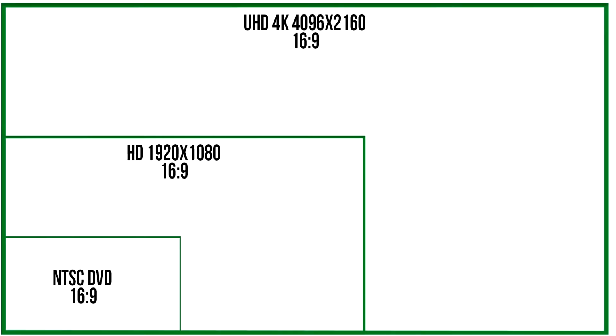DVD ratios are 16:9. HD 1080p ratio is 16:9. Even 4K ratio is 16:9. That was a quick history of how the aspect ratios have evolved.